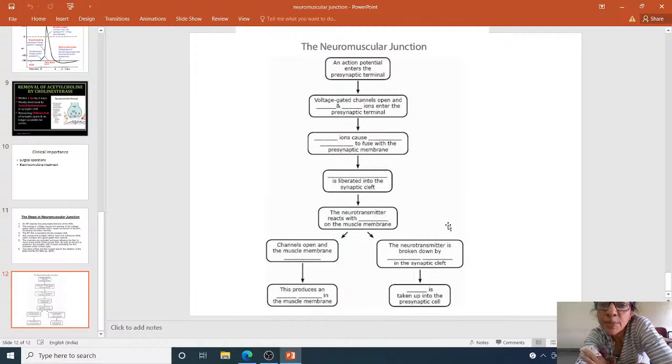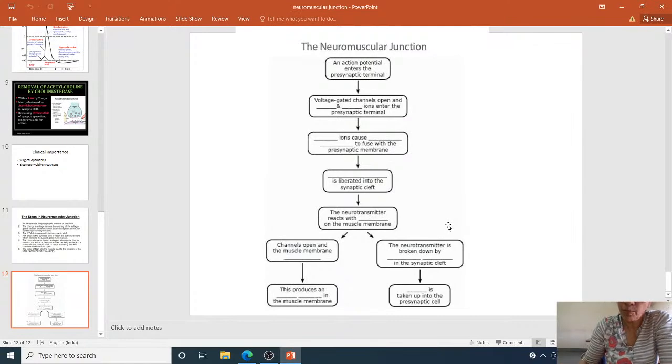The neurotransmitter is broken down by acetylcholinesterase in the synaptic cleft, and choline is taken up into the presynaptic cell. So this will complete your neuromuscular junction.